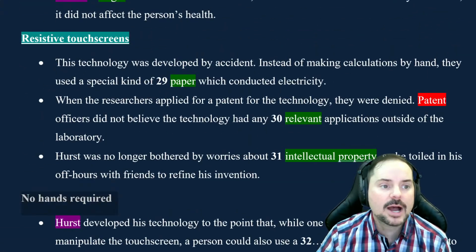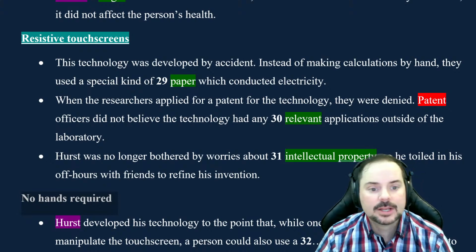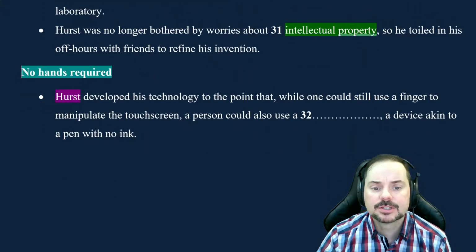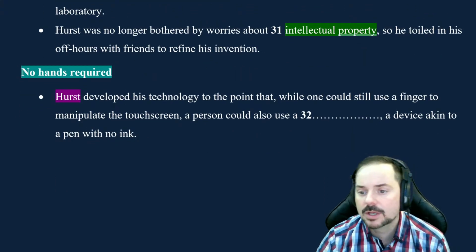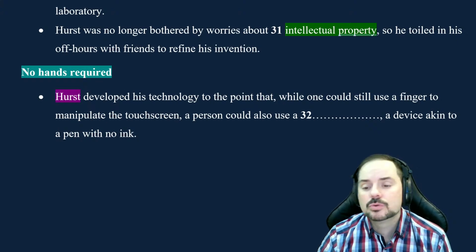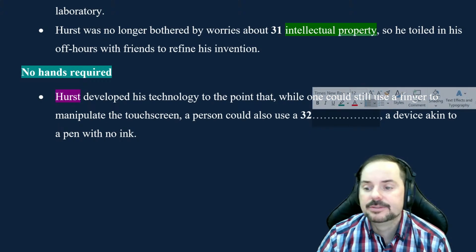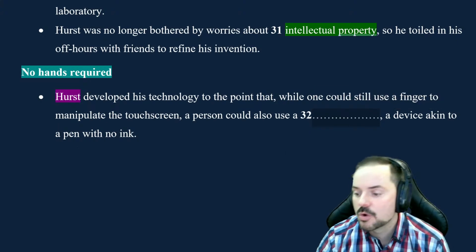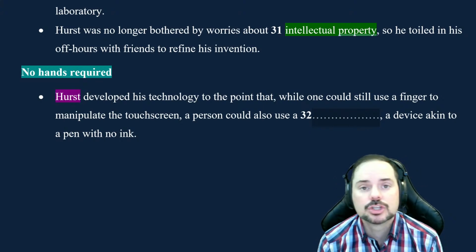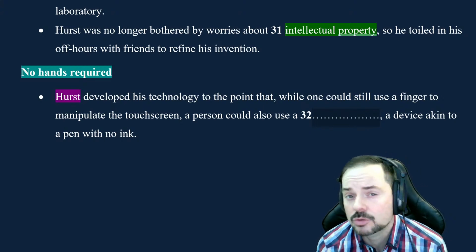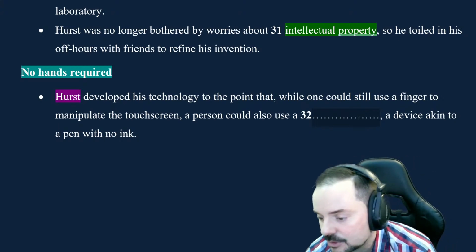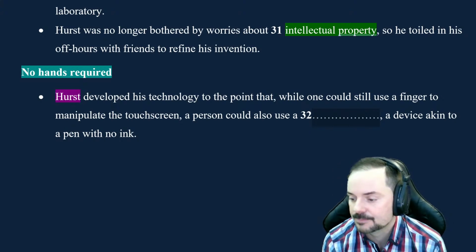Okay, we've got one more left for this. No hands required. All right. So let's read this one. Hurst developed his technology to the point that while one could still use a finger to manipulate the touchscreen, a person could also use a device akin to a pen with no ink. This one we talked about quite a bit during the class, so you should not have to read it again. It was a unique noun, so hopefully a lot of you caught it. Let's see if anybody in the chat is able to answer this question without me giving it to them.